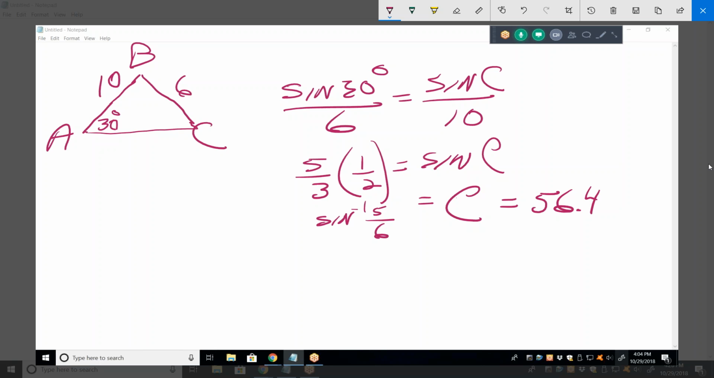Remember, sine is positive in the first and second quadrant, so it does not have to be a first quadrant angle.